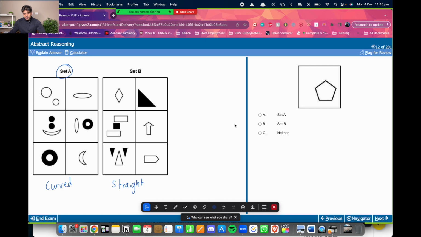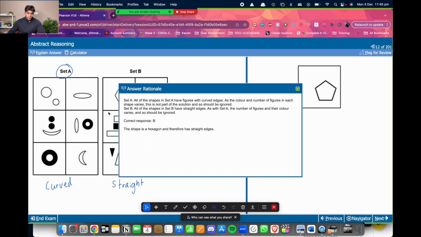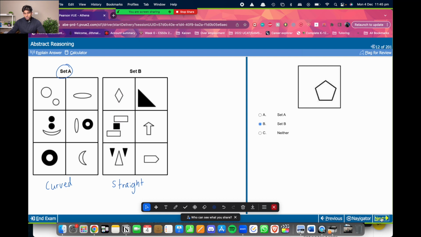Pentagon, all straight-sided shapes must be set B. And I'm pretty sure that's right. There we go.